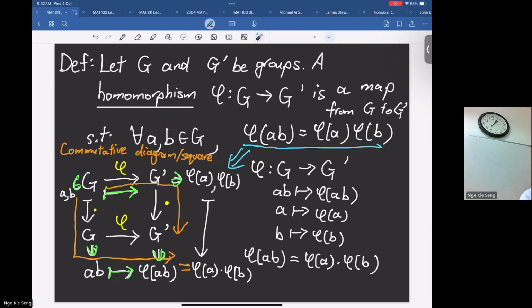Any questions? Do you know how to read the diagram? Please ask. I cannot read your mind. Please ask, stupid questions are also allowed.